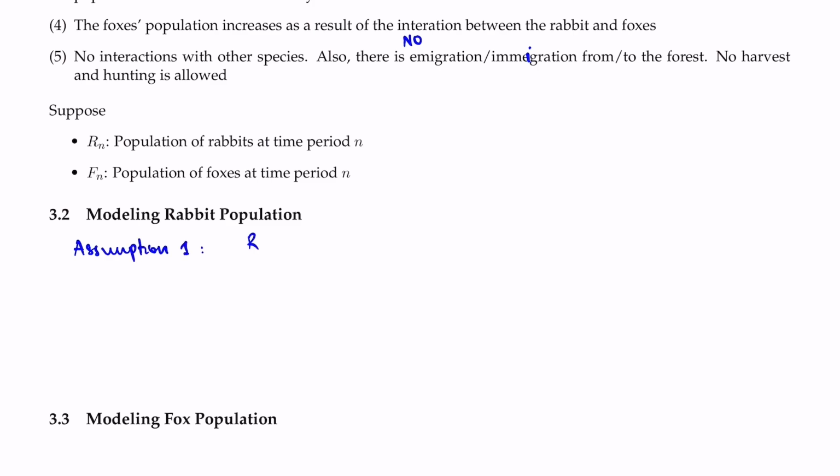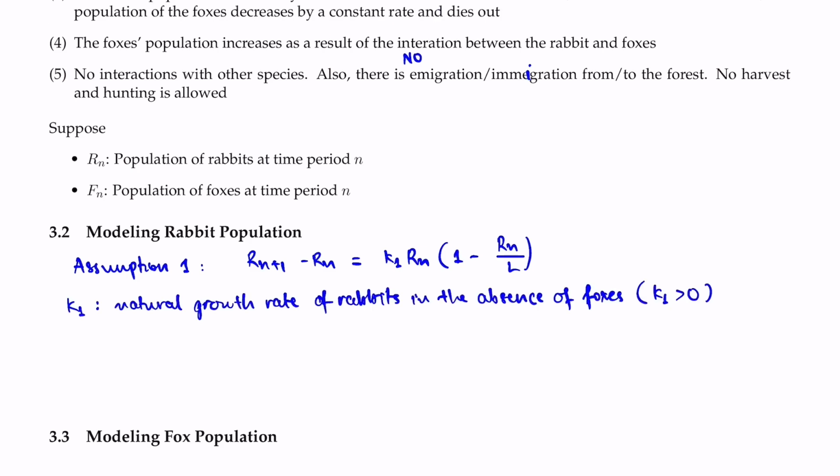you have that R sub n plus 1 minus R sub n is equal to k1 times R sub n. But remember, this is no longer an exponential growth, but a logistic growth. So you do have k1 times R sub n times (1 minus R sub n divided by L), where L is the carrying capacity in this case. So k1 is the natural growth rate of rabbits in the absence of foxes, and L is the carrying capacity.